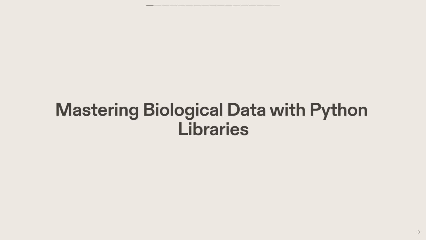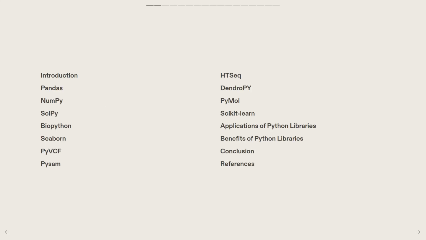So first of all, mastering biological data is a really complex process, so we need a lot of libraries. Understanding these Python libraries is really important. First, a little introduction about them. We are going to discuss Pandas, NumPy, SciPy, BioPython, Seaborn, the PyVCF library, the PySam library, HTSeq, DendroPy, and PyMOL, also known as PMol, a very important bioinformatics library for visualizing protein structures. Then Scikit-learn, a little bit of applications, their benefits, and a little conclusion.